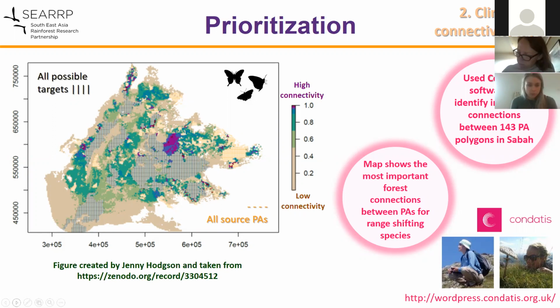And the purple areas that you can see on this map are areas that form important connections between these low elevation source protected areas and the target protected areas. So this was the map that was used as one of the connectivity layers in our prioritization that was used by Sarah. Next slide, please.